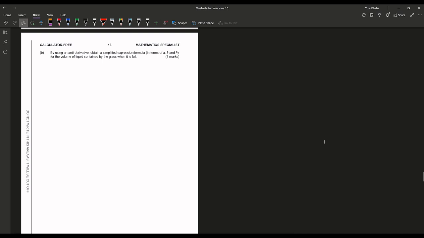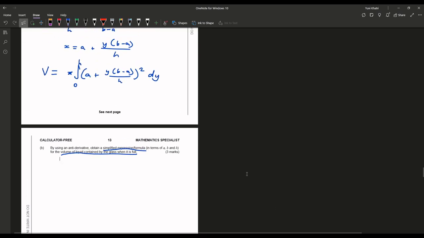Okay, part B says, by using an antiderivative, obtain the simplified expression or formula in terms of A, B, and H for the volume of liquid contained by the glass when it is full. So, in short, it's just saying find this integral that we've created in terms of A, B, and H, over H squared dy.